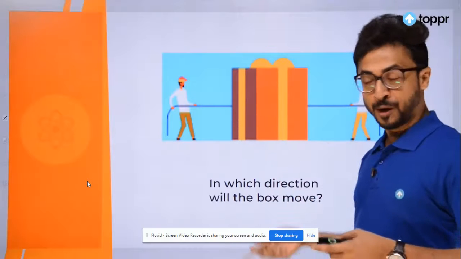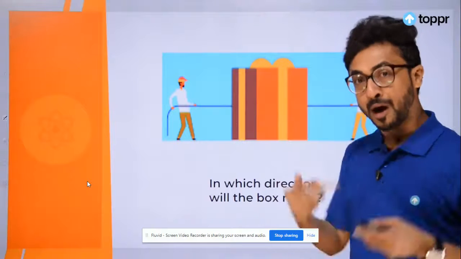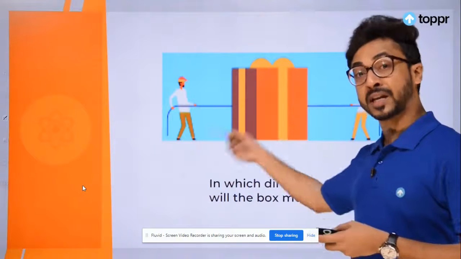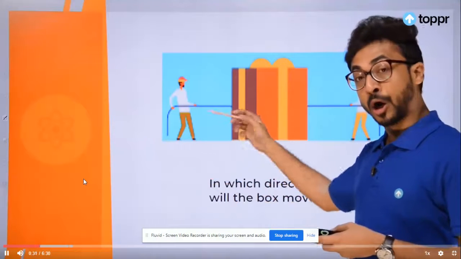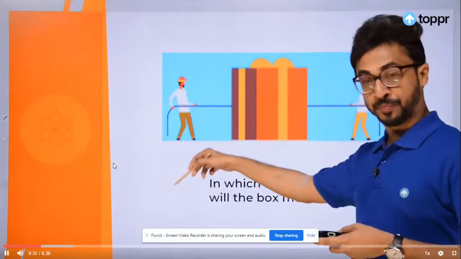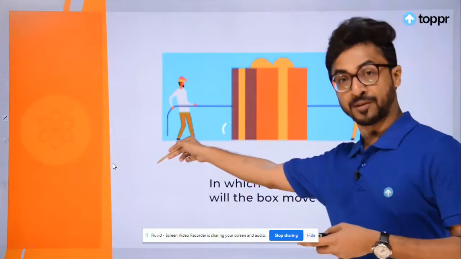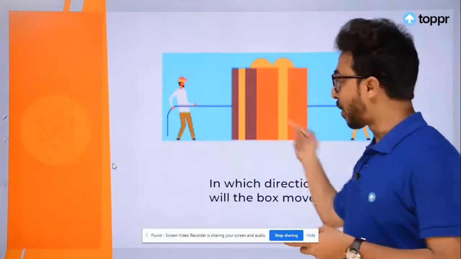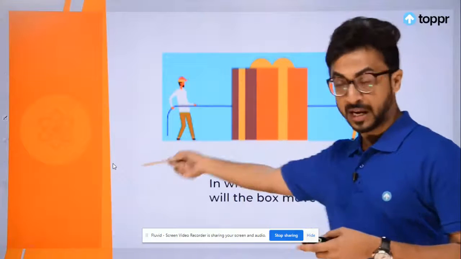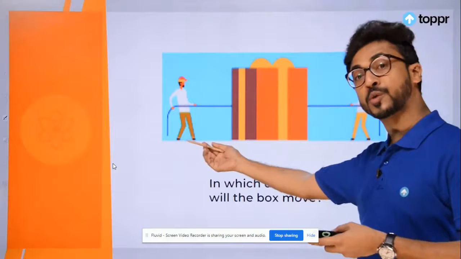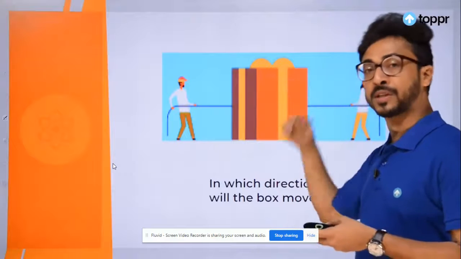Now this is a very simple picture. You will argue the box will move in the direction of the greater force. If the man provides a greater force, the box will move in the man's direction. If the woman provides a greater force, the box will move in the woman's direction.